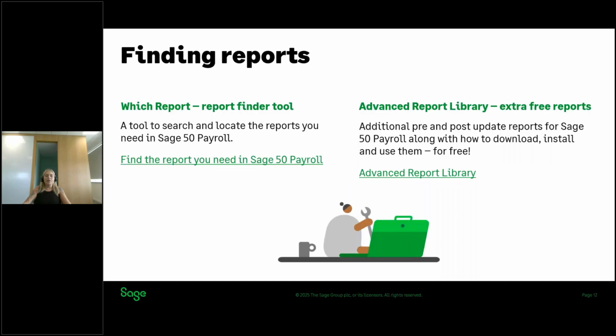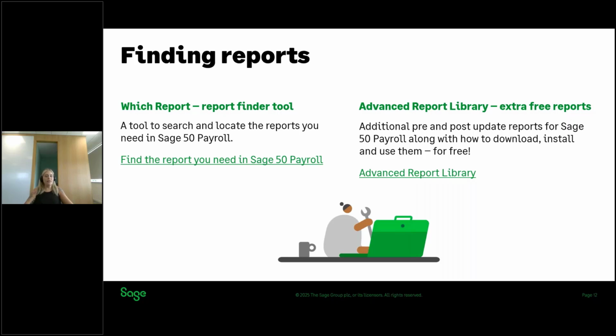So like I mentioned earlier, just to finish up, we do want to cover a couple of extra resources that will help you find new reports to use for your business or just additional reports to suit your needs. So firstly, we've got the report finder tool. Think of this as a bit of a Google for reports. There is a lot of reports in Sage 50 Payroll. So if you're just struggling to find the one that you need, you can use different search terms and different filters on this, and it will tell you exactly where the report is located in 50 Payroll as well.